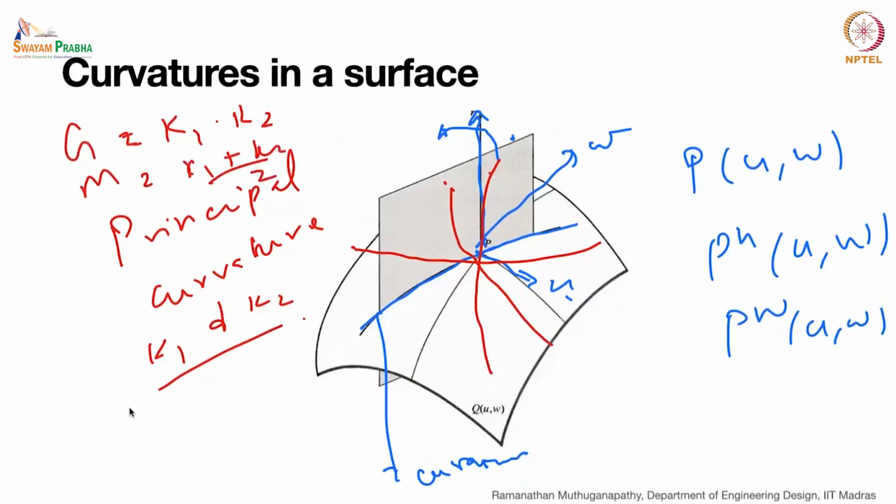Okay, for example, you take that cylindrical surface, correct? We saw the cylindrical surface, correct? So what are the principal curvatures of this surface?